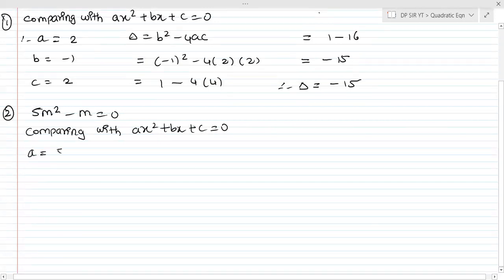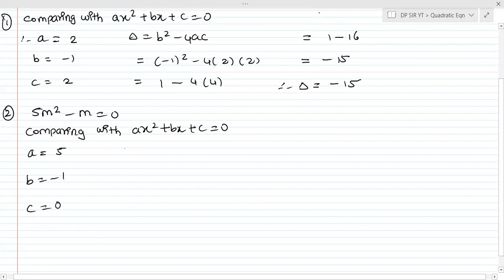A is equal to 5. B is equal to minus 1. Okay, there is no c in this. There is no constant term available. Mind it. Okay. So b is equal to minus 1 and there is no constant term, so it is going to be 0. Now we need to find delta.